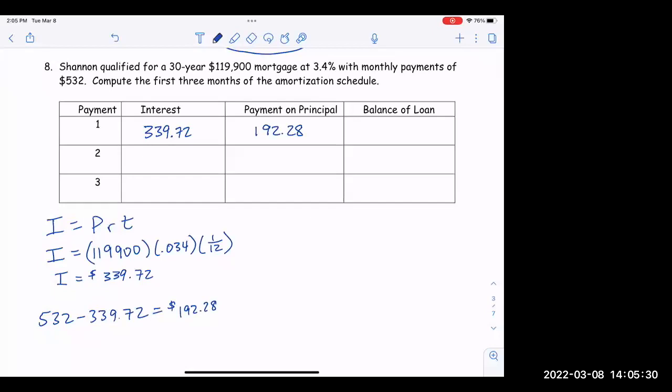So then what's the new balance on the loan? Well, I started out owing $119,900. After the interest, I was only able to pay off $192.28 on the principal. So my new balance here is not much lower, $119,707.72.